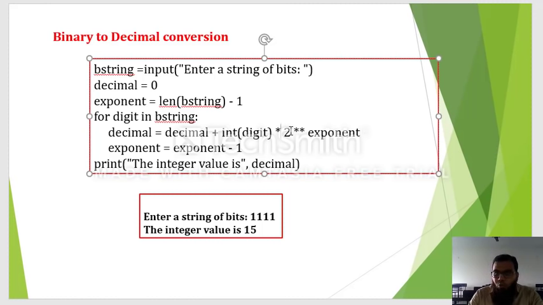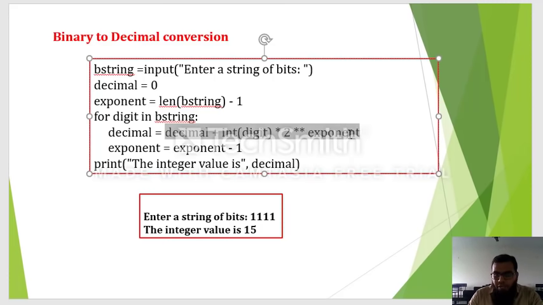into 2 power exponent. What is the exponent? Here 3 is the exponent. So 2 power 3. In Python, power is represented with the double star symbol. So that's why int of digit, that means 1 will be converted into an integer, which is 1, into 2 power exponent, 2 power 3. What is the exponent value here? 3. Okay, so the first step is already done.